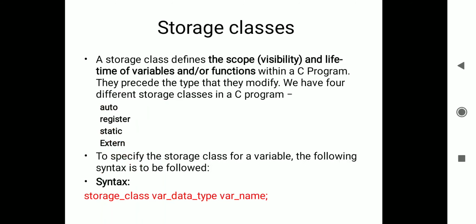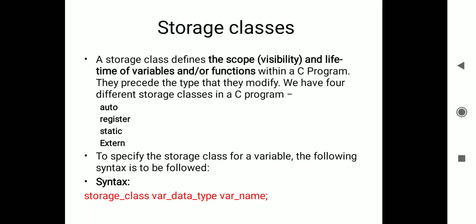Next is storage classes. First, let's see what is meant by storage classes. Storage classes define the scope, visibility and lifetime of variables and/or functions within a C program. They precede the type that they modify. We have 4 different storage classes in a C program.